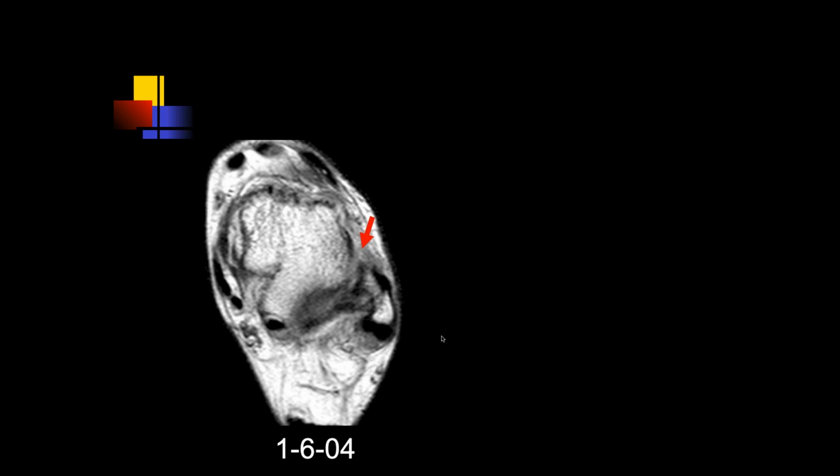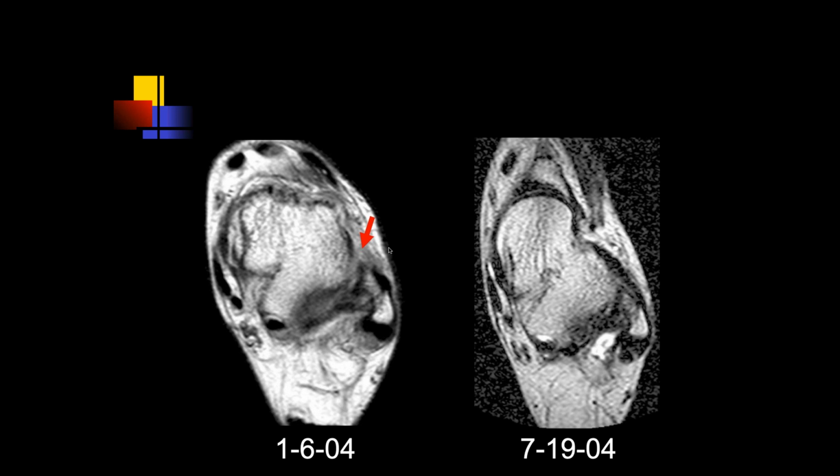Okay, so this is a patient who had an injury on 1604. We can see the tear of the anterior talofibular ligament. Patient came back 6 months later, and you can see it's now healed. So these heal in with scarring.